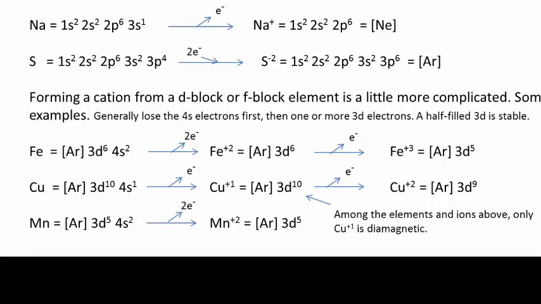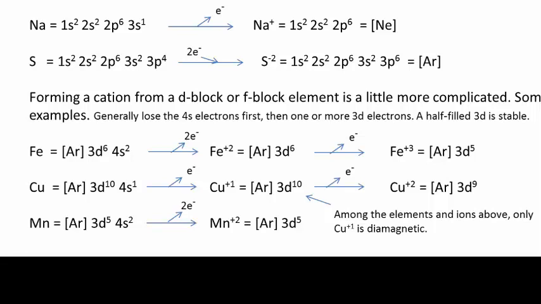But if you lose 2 electrons, you will lose the 4s electrons first, leaving behind 3d6. And so we say that iron +2 has the electron configuration of argon 3d6. If it loses one more electron, it will lose one of those 3d6 electrons and now be 3d5. And as we said, 3d5 has a half-filled 3d orbital subshell, and there's a little bit of stability in having a half-filled or a completely filled 3d orbital or d orbital set.